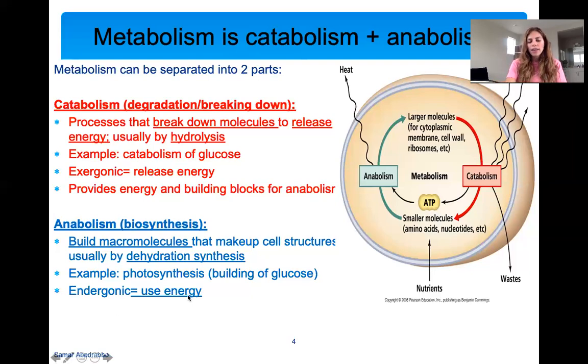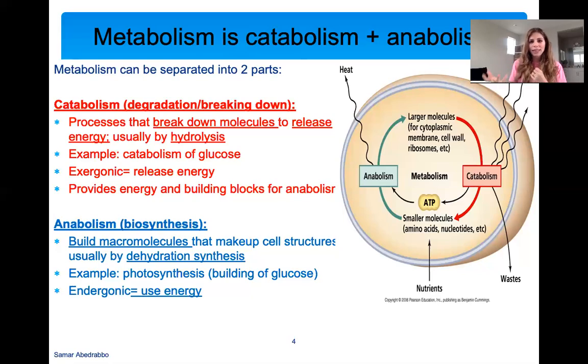An example of a reaction that is anabolic is photosynthesis. So this is where we build macromolecules. Remember in the previous lecture we learned about the 4 macromolecules. So there are carbohydrates, proteins, lipids, and nucleic acids. When we break these molecules down, that's called catabolism.